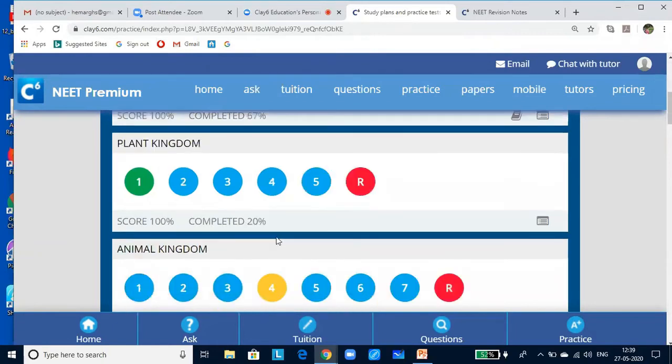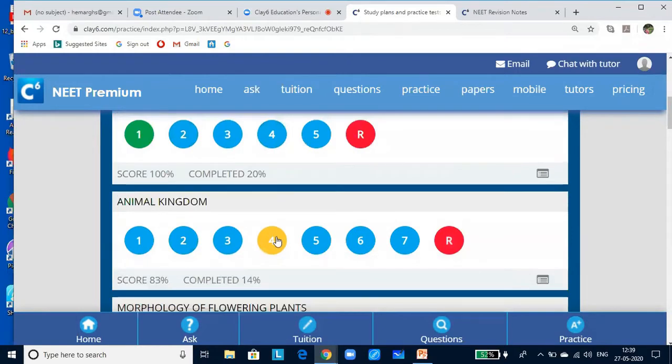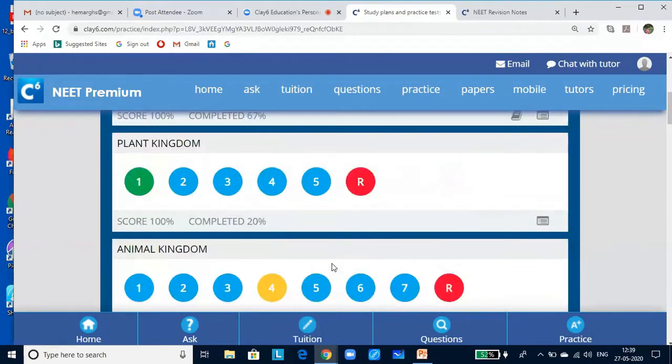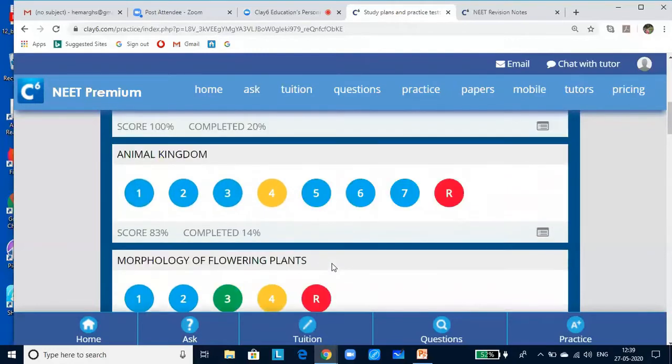Now if you look at the tests, each chapter has got a different number of tests depending upon the complexity of the text and also the number of questions that are asked in the NEET. So its importance in the NEET. So depending on that only we have created the tests.